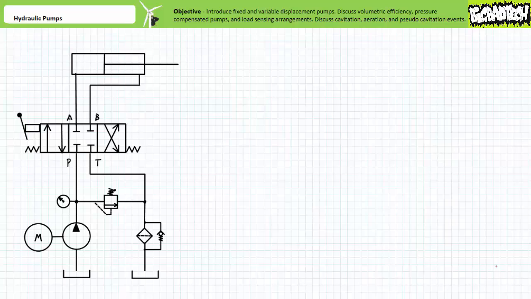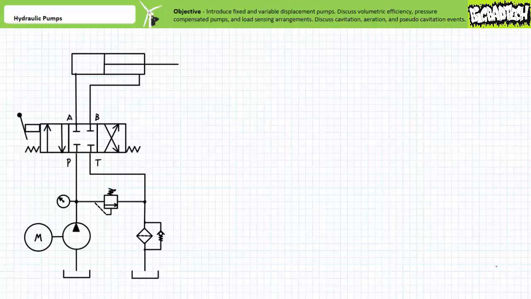Our objective is to introduce fixed and variable displacement pumps commonly used to drive hydraulic systems, as well as discuss volumetric efficiency, pressure compensated pumps, and load sensing arrangements. Additionally, we'll briefly discuss undesirable cavitation, aeration, and pseudo cavitation events.